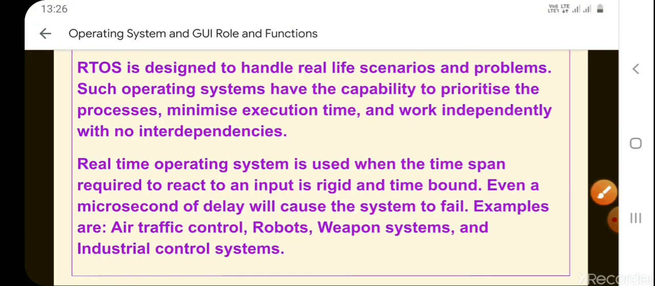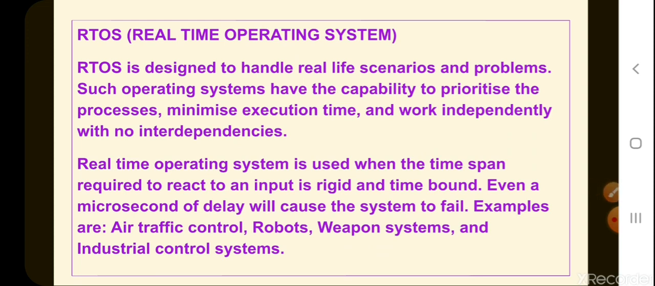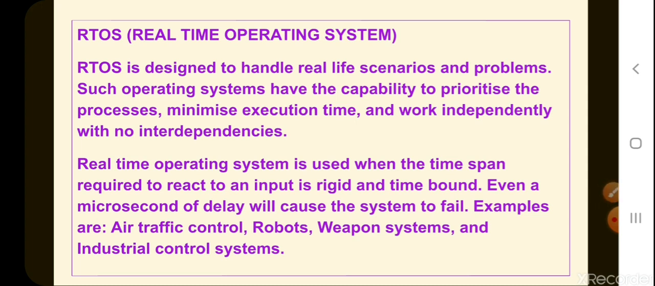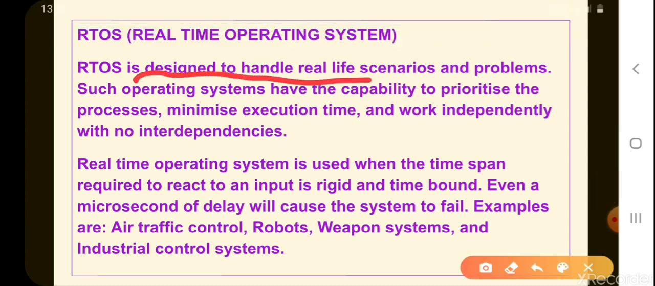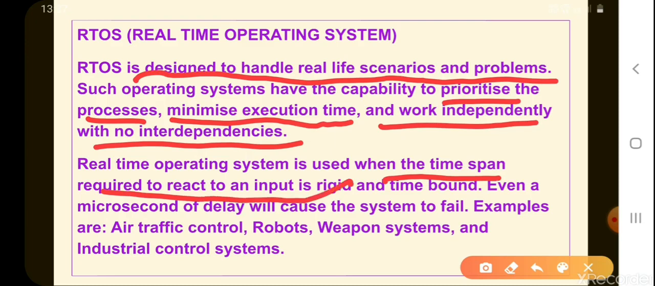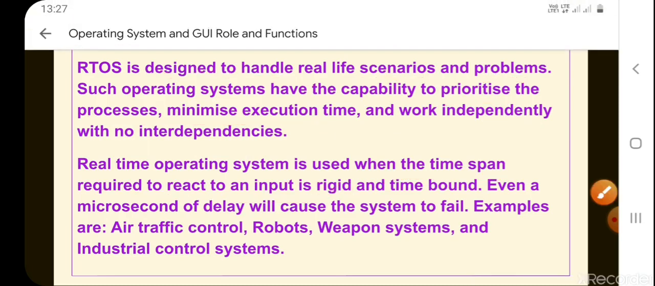The next type of operating system is called the real-time operating system, or in short form RTOS. A real-time operating system is designed to handle real life scenarios and problems. Such operating systems have the capability to prioritize the processes, minimize the execution time, and work independently without any interdependencies. Real-time operating systems are used when the time span required to react to an input is rigid and time bound.